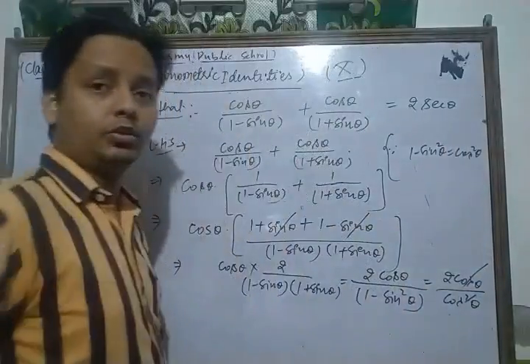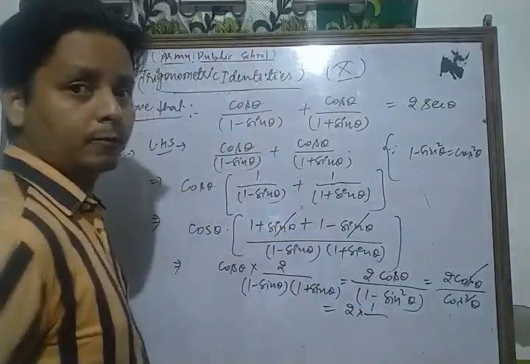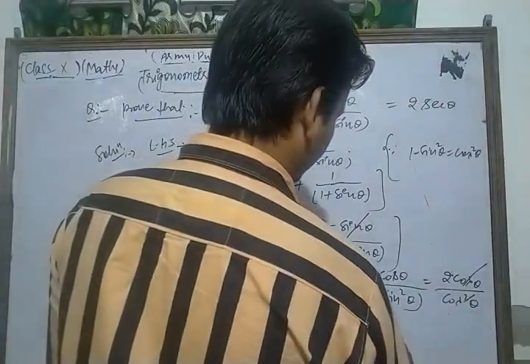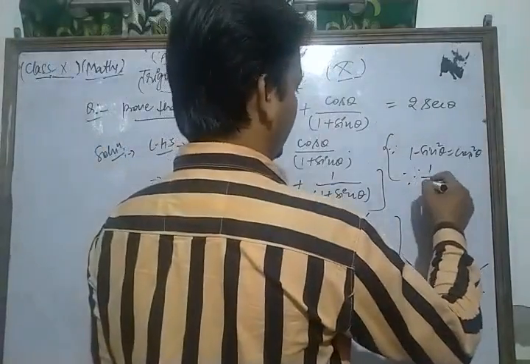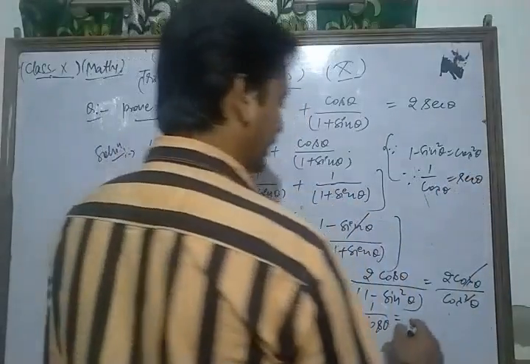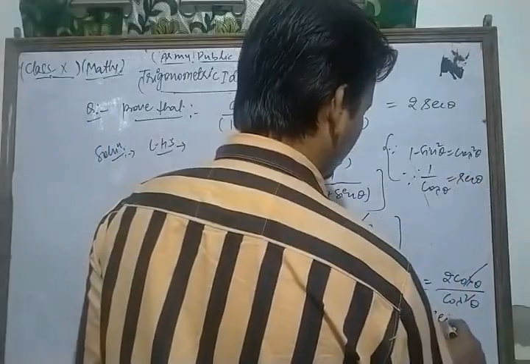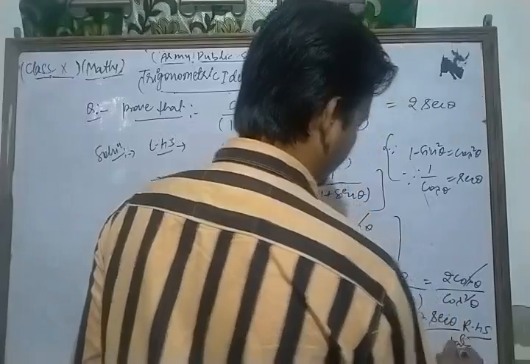One cos cancels with the other, so we get 2 into 1 upon cos theta. And you also know that 1 upon cos theta is sec theta. So here we write 2 into sec theta. This is your RHS, hence proved.